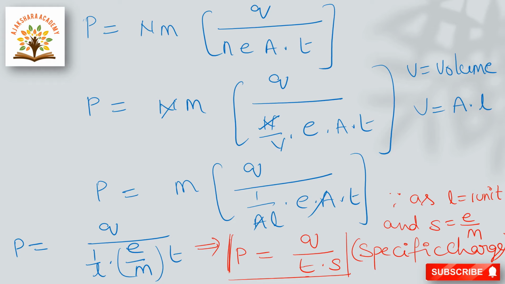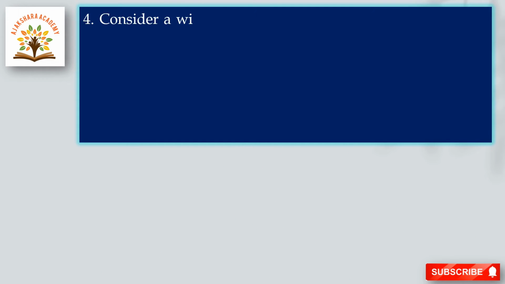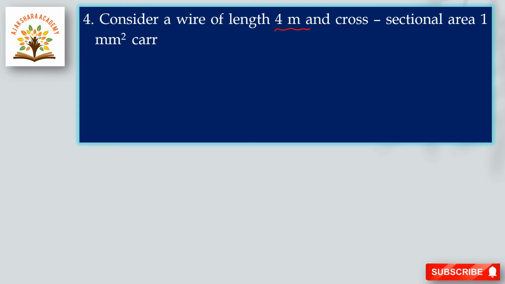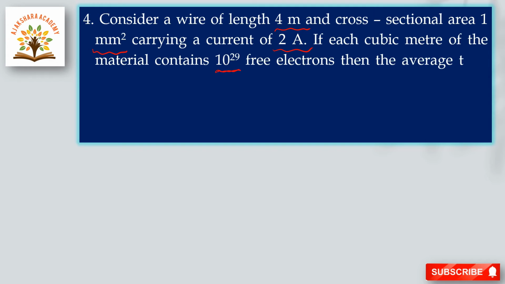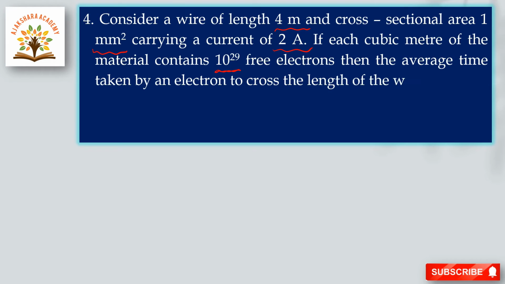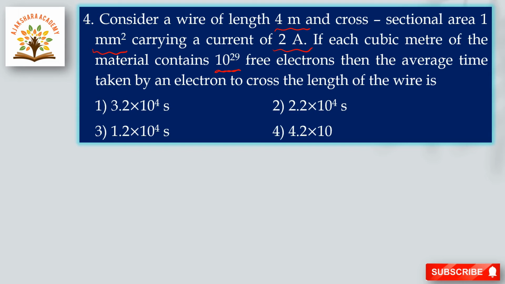Okay, next we'll go to the next question. Consider a wire of length 4 meters and cross sectional area 1 millimeter square carrying a current of 2 amperes. If each cubic meter of the material contains 10 to the power of 29 free electrons, then the average time taken by the electron to cross the length of the wire is. We have to calculate the time taken.